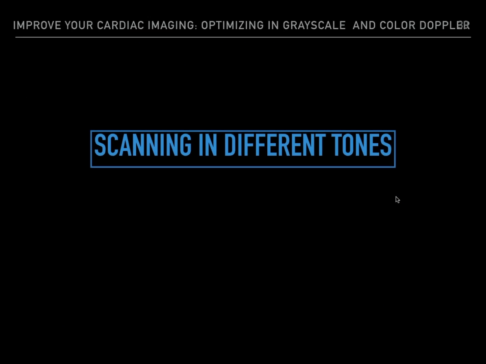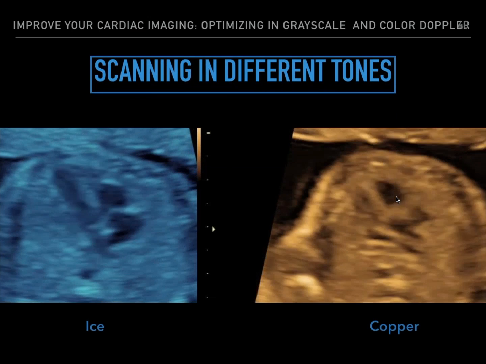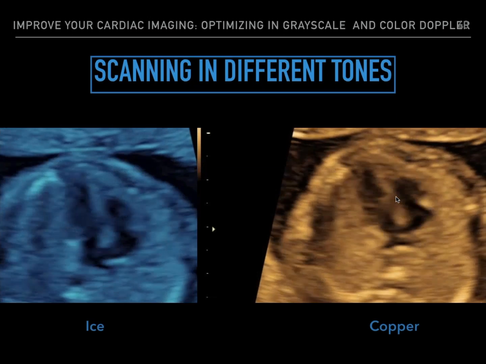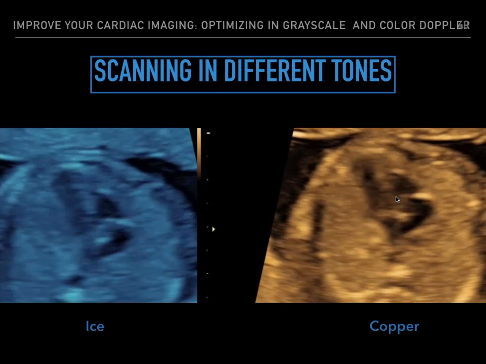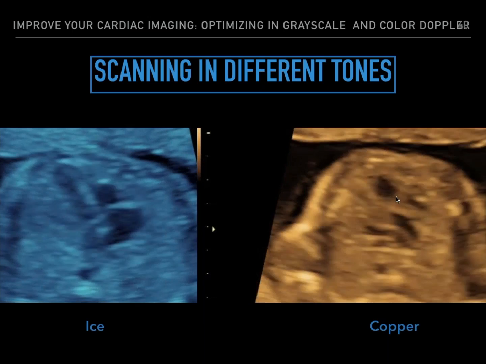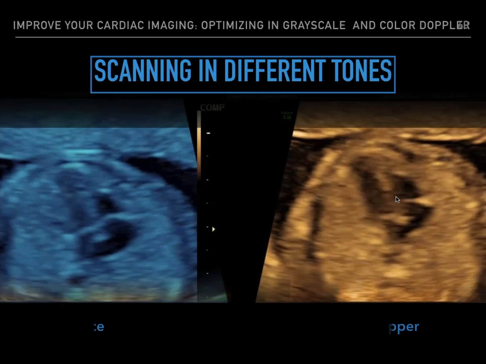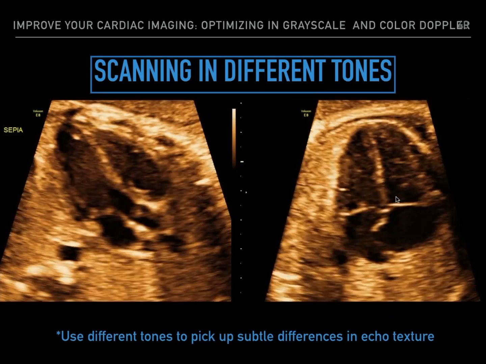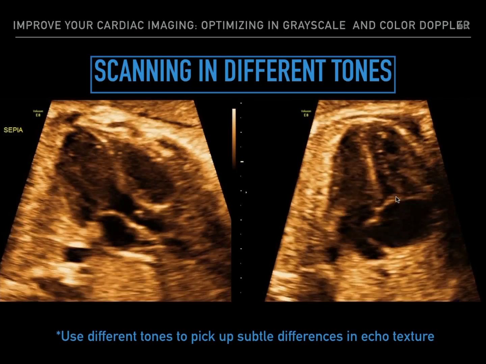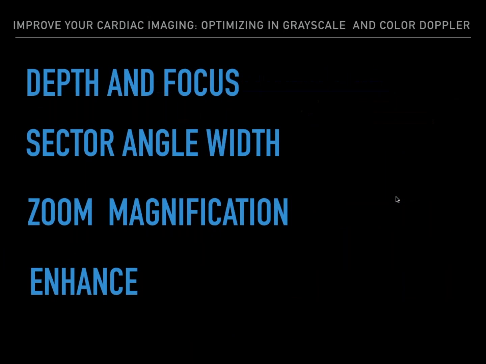Scanning in different tones. Manufacturers have made available more color maps. Perhaps this may actually improve visualization or pattern recognition, as the human eye is able to distinguish image details in color rather than in grayscale. What I've noticed is a lot of cardiologists usually like to look at the heart in sepia to pick up subtle differences in echo texture that are difficult to see in grayscale. So why don't you go ahead and give it a try and you be the judge.